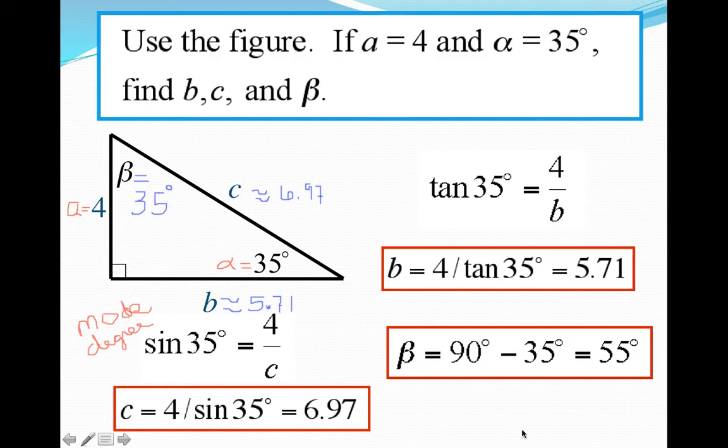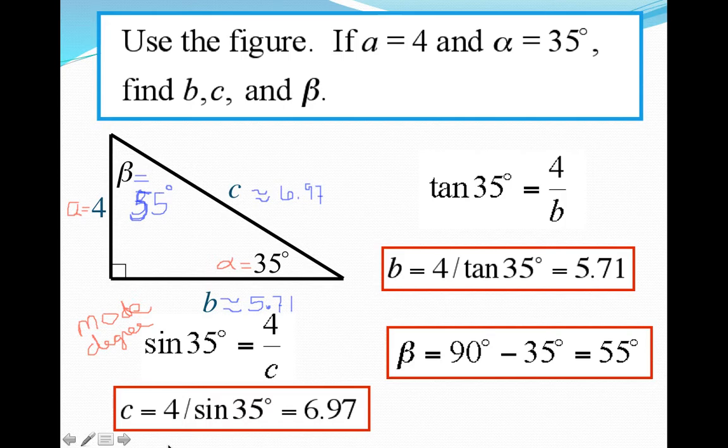That's solving a right triangle. Notice I wrote 35. I'm supposed to write 55. Let's fix that. This is supposed to be 55 degrees. Sorry, that was my mistake. I was reading it incorrectly. Had my answer over there and still wrote it wrong. Okay, so 55 degrees for beta, 35 degrees for alpha, which we were given. Side A is 4, side B is approximately 5.71, and side C is approximately 6.97.